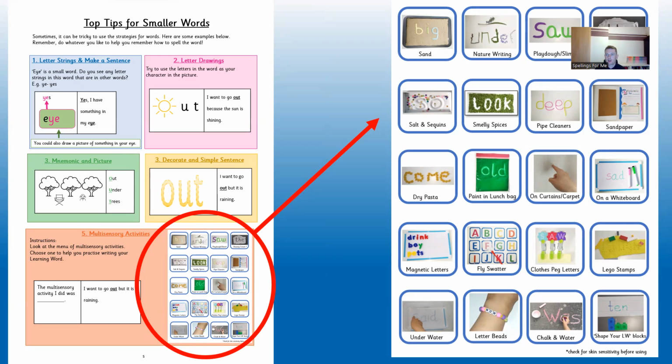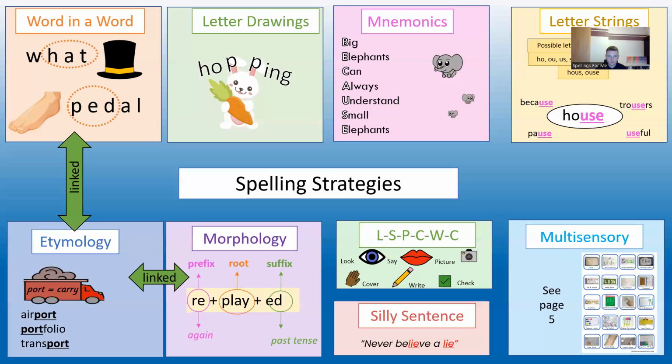Multisensory activities can be a great call if possible. It's important to note spellings is a visual motor skill. You do not purchase Spellings for Me and say, oh lovely, we're going to put them online and they're going to learn their spellings. They need to be put pen to paper, crayons to paper, colouring pencils to paper, or possibly they might need to put their finger in shaving foam or sand, as you can see in front of you, or use smelly spices to draw out their words. So it's a visual motor skill, as I said.